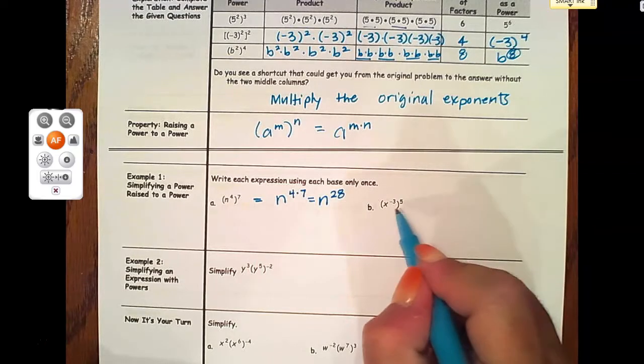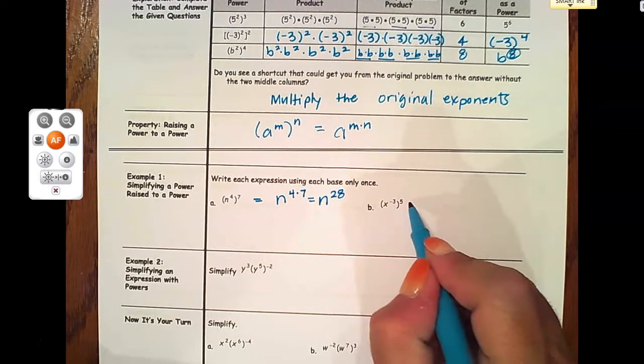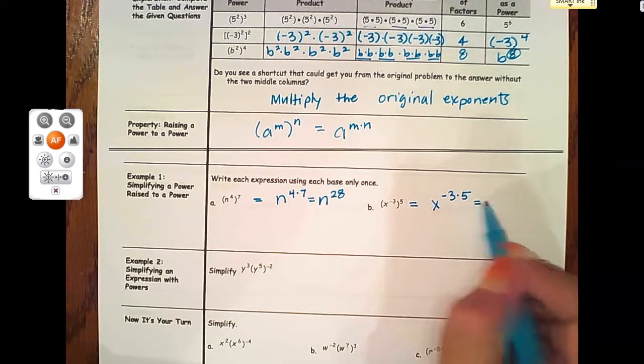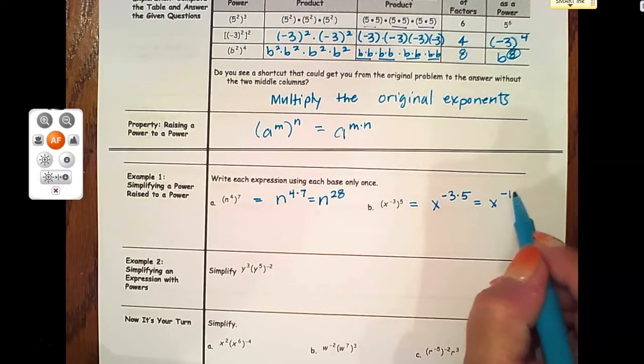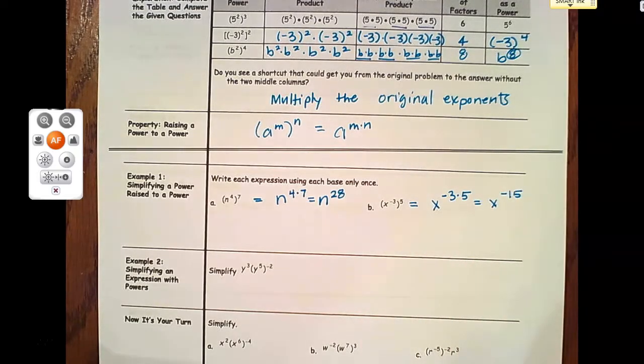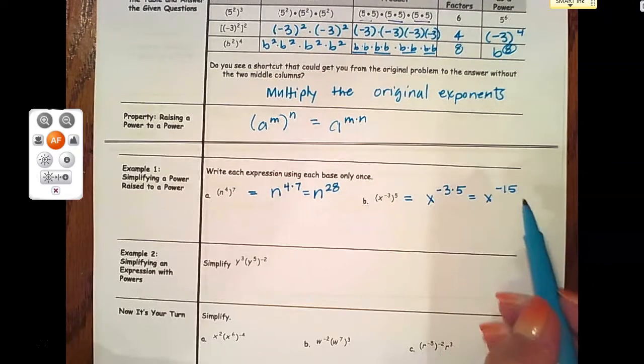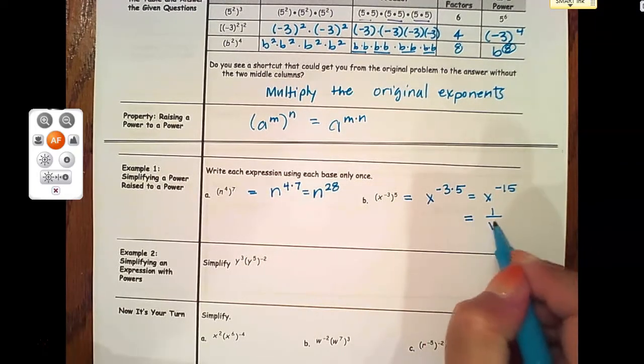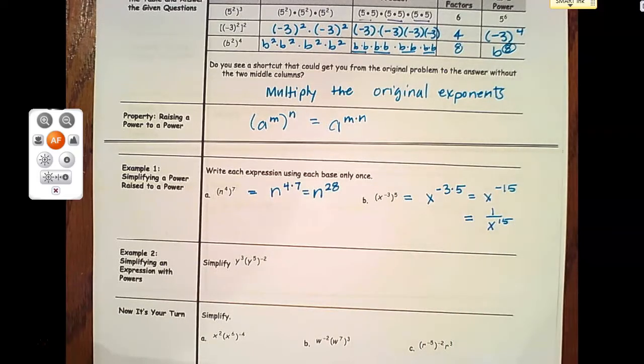And again, with x to the -3rd raised to the 5th power, power to a power, the rule is you multiply. So that gives me x to the -15th. And then I do have that rule about never having a negative exponent. So I would go one step further and I would put that into the denominator.